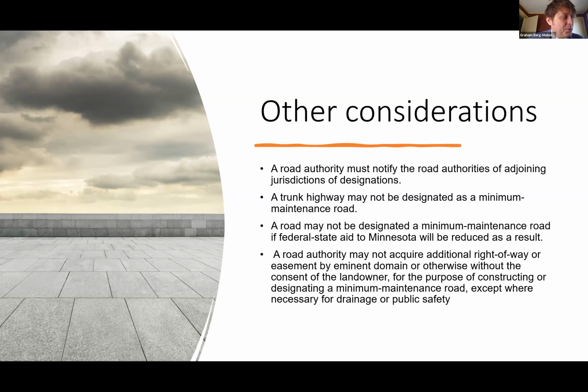Now, the last potential consideration here is another limitation that's written into the statute, which is a road authority may not acquire additional right-of-way to construct a minimum maintenance road without consent of landowners. But interestingly, they write in an exception to that exception right afterwards. We're dealing with a real case of hokey pokey drafting here. Minnesota law provides an exception in cases where the town needs it for drainage or for public safety.